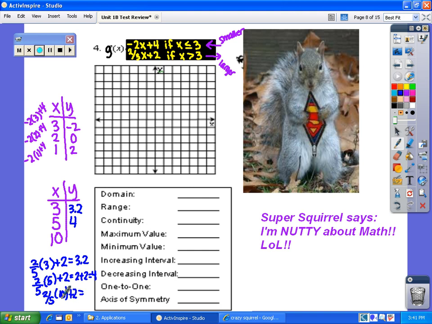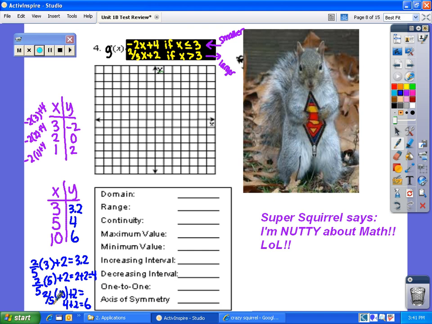2 times 10 is 20. 20 divided by 5 is equal to 4. So 4 plus 2 equals 6. So when you use numbers that are divisible by that denominator, it makes it really easy for you to find the answers. Because if not, you're going to have a whole bunch of decimals to deal with.